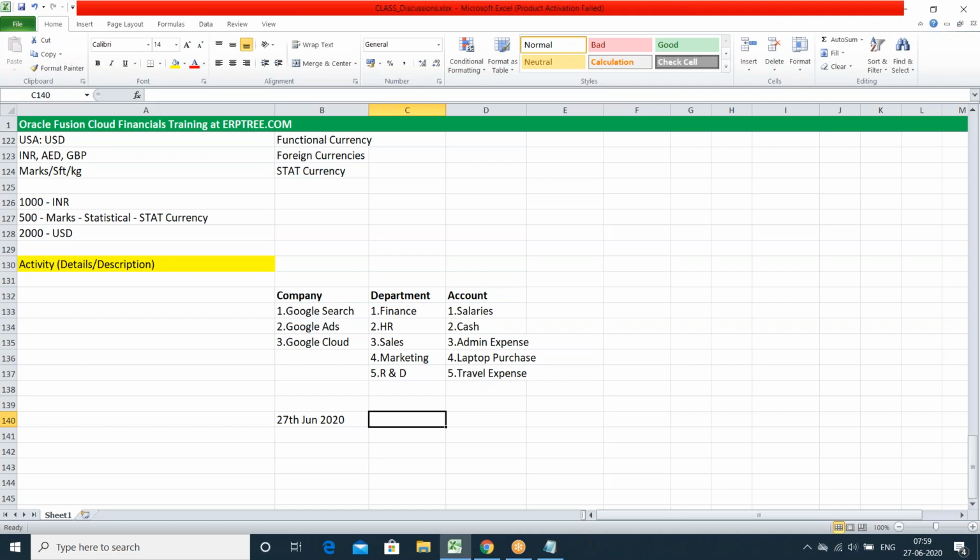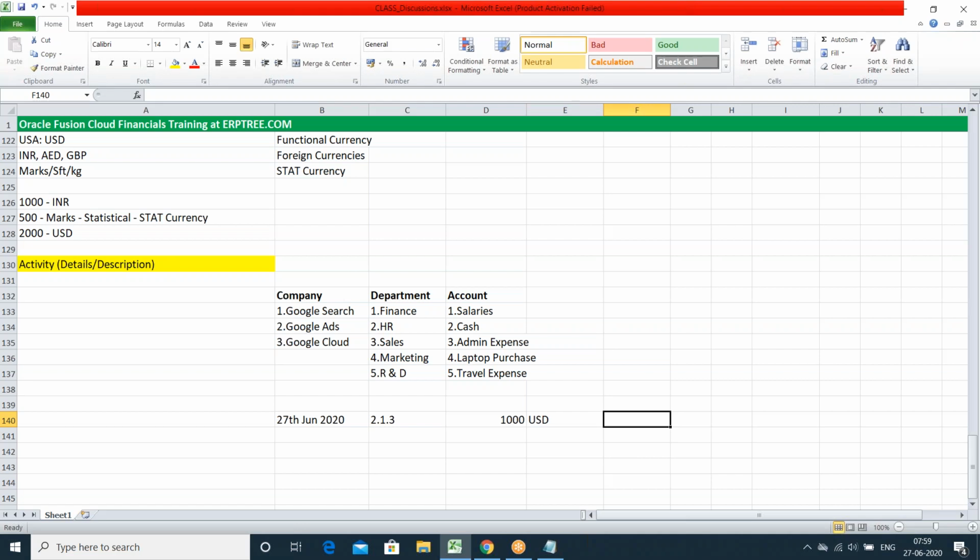In that case, they need not write the description at detail level. Simply they'll give Google Ads, which means 2. Which department? Finance department means 1. What did they do? They spent some admin expense, that is 3. That's it. This is how they'll write: 2.1.3. 2 means Google Ads, 1 means finance department, 3 means admin expense. How much did they spend? 1000. 1000 what? USD. That's all. This is how we have to record the transaction in the system.